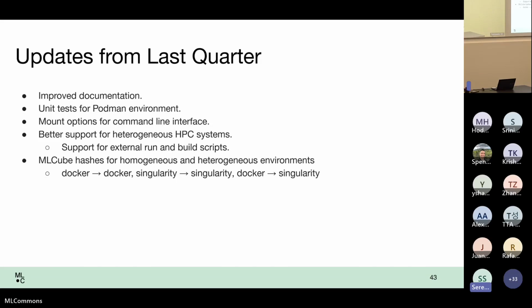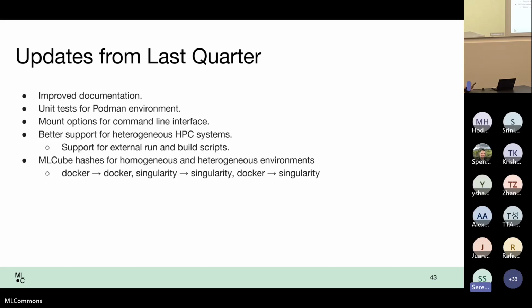In particular, in some of the systems, users are not allowed to run Docker or Singularity maybe, and instead of that, administrators of those systems provide a special script that users are expected to use, and so we have support right now for those kinds of situations where instead of something like Singularity build, MLCube can be configured to invoke something else, some third-party script.